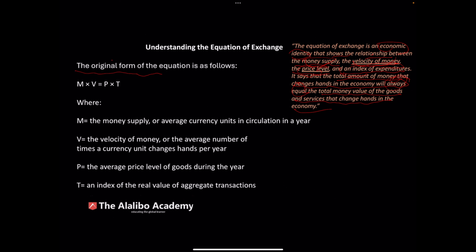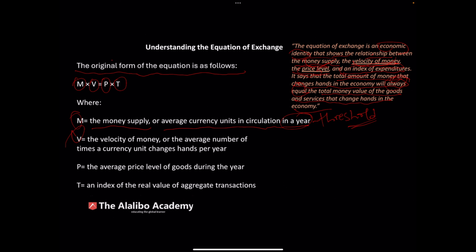The original form of the equation is as follows. So M stands for money supply, V stands for velocity, P stands for price level, and T stands for index. All right, so here it says that M is money supply or average currency units in circulation. So M stands for money supply or average currency units in circulation in a given year. So a given year is our measure, right? This is the threshold. We are using a given year as our threshold to begin to understand the impact of money supply on the economy.